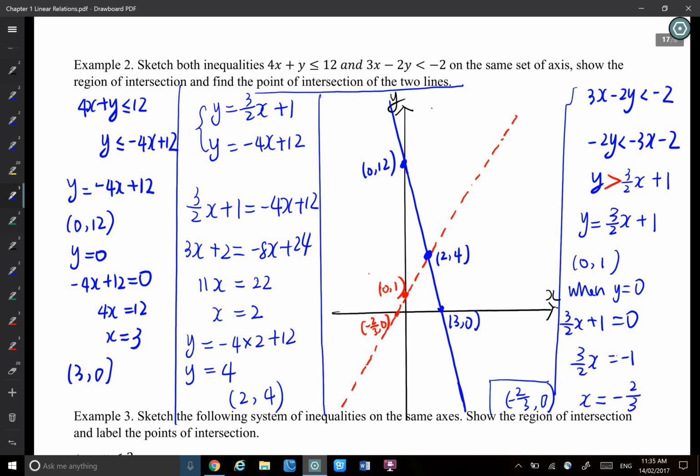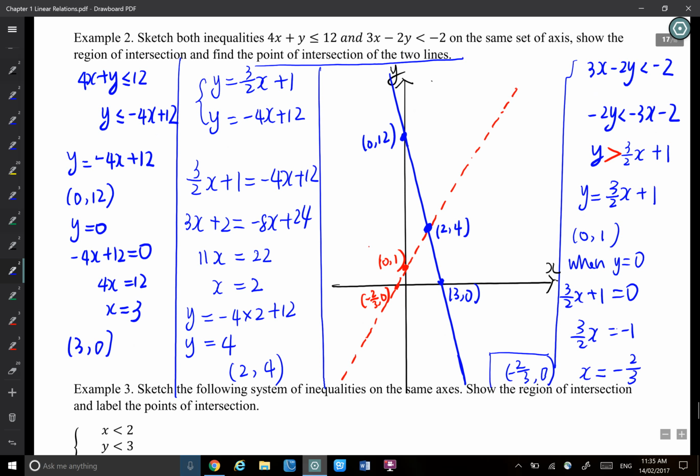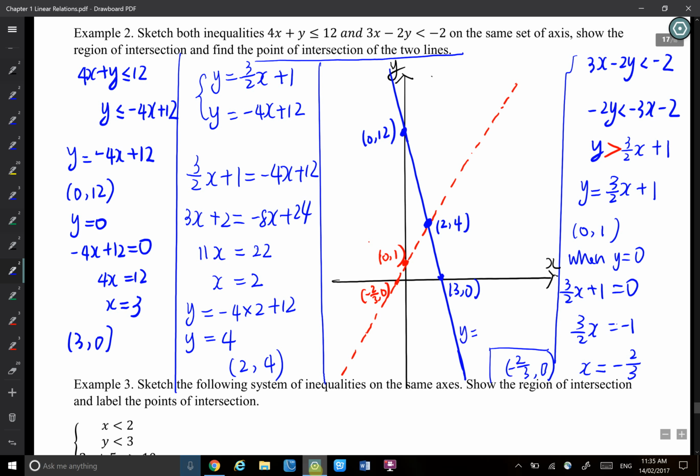Okay, let's do the opposite way first. Let's shade y greater than -4x plus 12. I need to label the two lines because I don't know which one is which. So that one is y equals -4x plus 12, and this one is y equals 3/2x plus 1. Okay, we have those two lines. For the blue line, I want smaller than or equal to. So I shade the region greater.